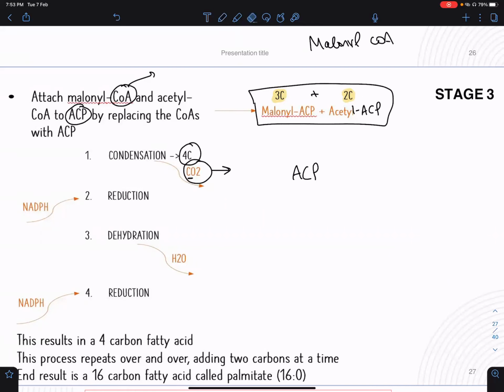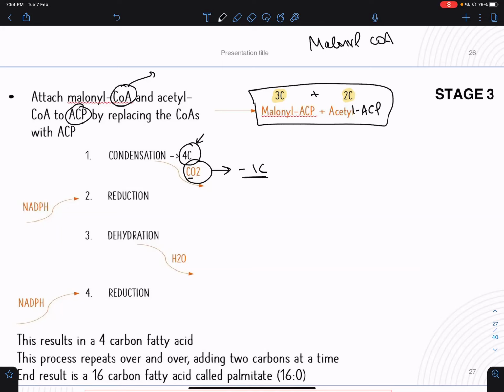Okay, so again, to repeat, you have ACP, which is just a carrier protein. It comes in, kicks out the coenzyme A, and takes its place. So now you have malonyl ACP and acetyl ACP. Acetyl ACP is 2 carbons, malonyl ACP is 3 carbons. They're going to join together in a condensation reaction, but they don't add up to 5 because carbon dioxide is lost in the process. So you're losing 1 carbon. Instead of adding up to 5 carbons, they're adding up to 4 carbons, okay?